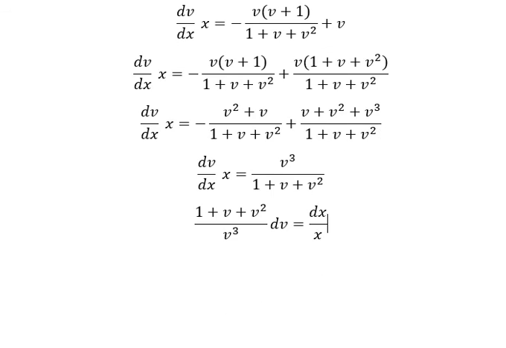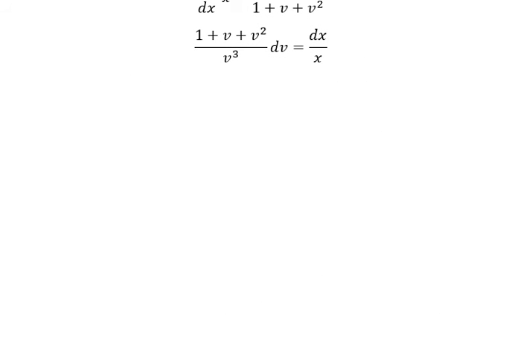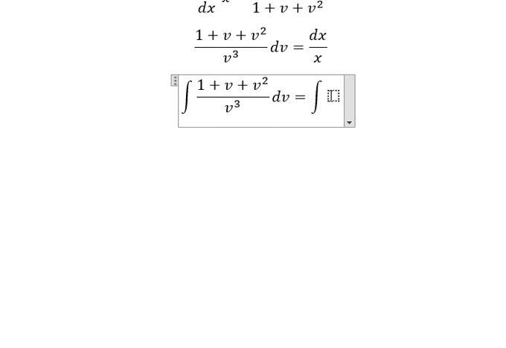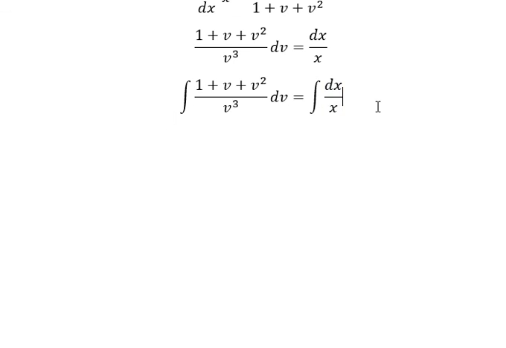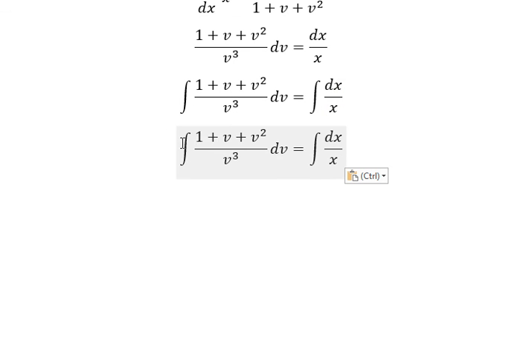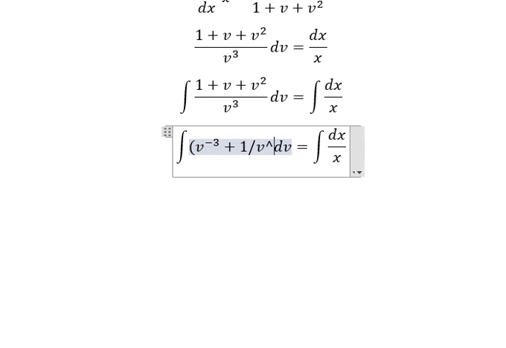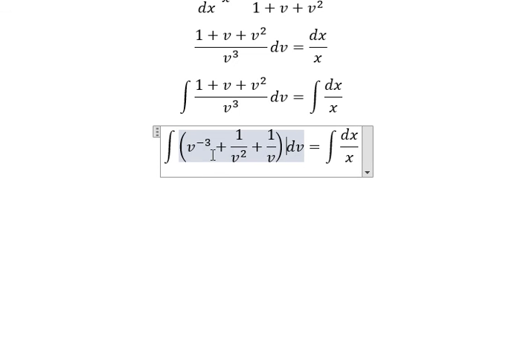Next, we need to integrate both sides. So 1 divided by v to the power of 3, similar for the second one. And we have like this. And now we have the final answer.